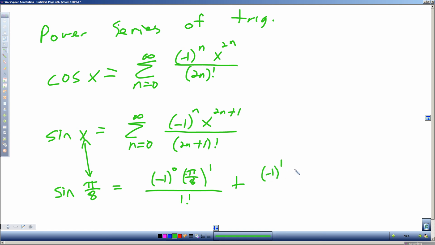Then minus pi over 8 cubed over 3 factorial. So doing it by hand would be very challenging. That's why back in the early 1900s there was a job called a calculator. This is what they were doing.